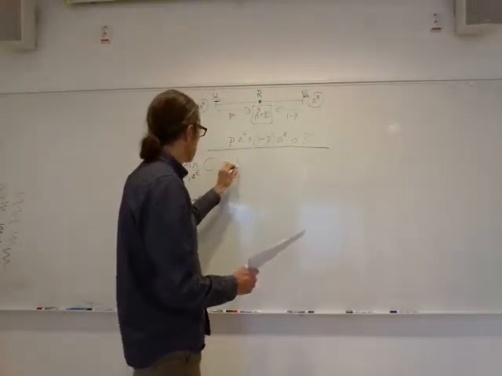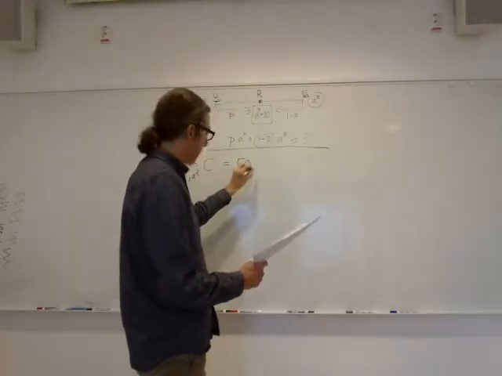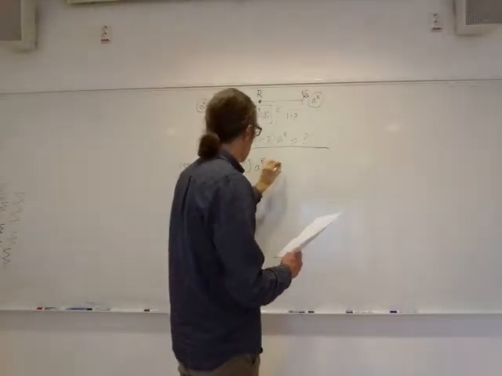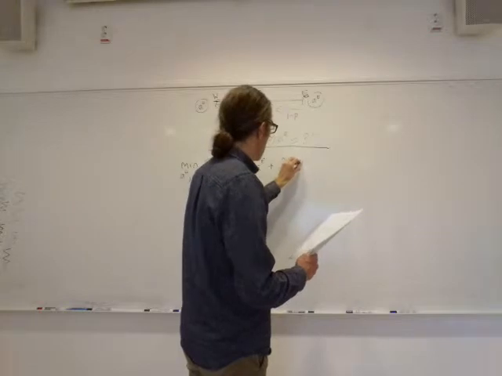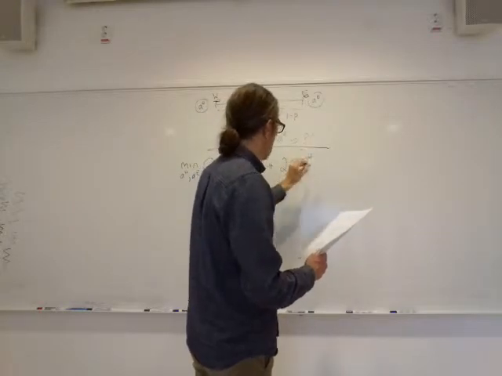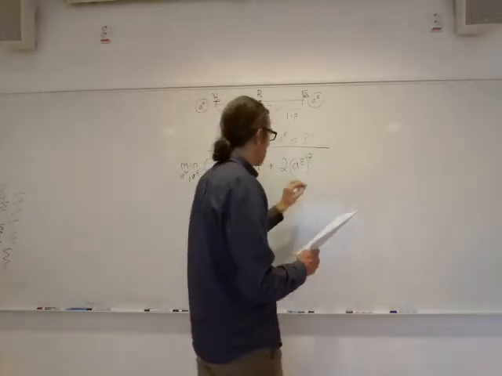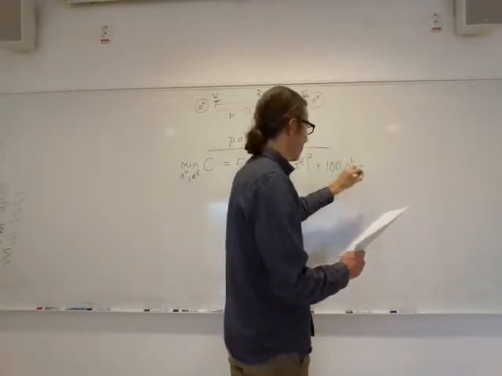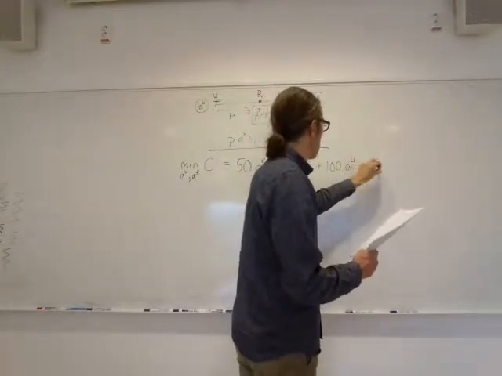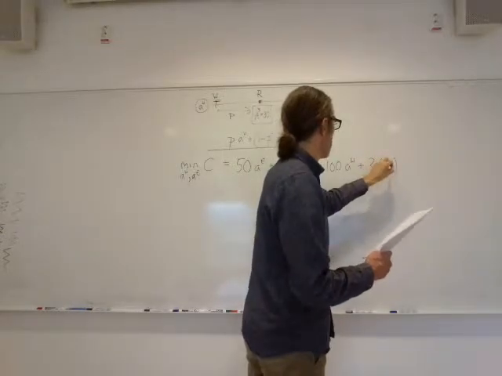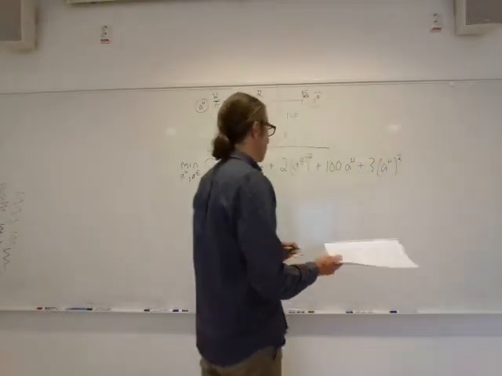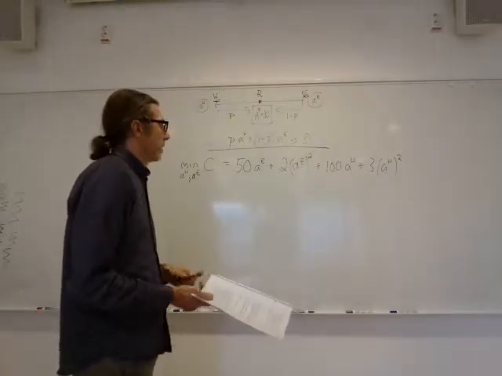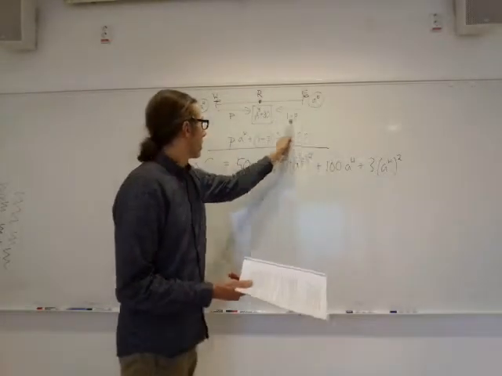So this is seriously straightforward. 50 AE plus 2 AE squared plus 100 AW plus 3 AW squared. Okay, subject to that constraint.